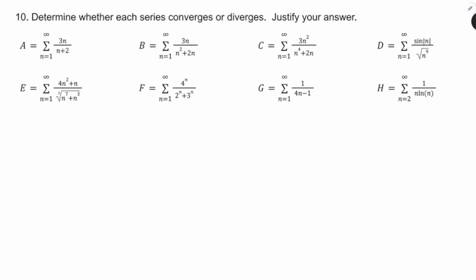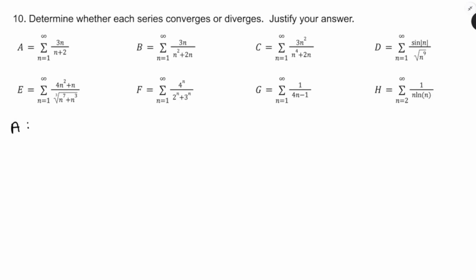All right, so for A, it's the same degree on top and bottom, so it's like, wait a second, it's not even bigger on bottom. These terms aren't even going to 0. I'm going to use the nth term test. Limit as n approaches infinity of 3n over n plus 2 is 3, which isn't 0, so that gives me divergence.